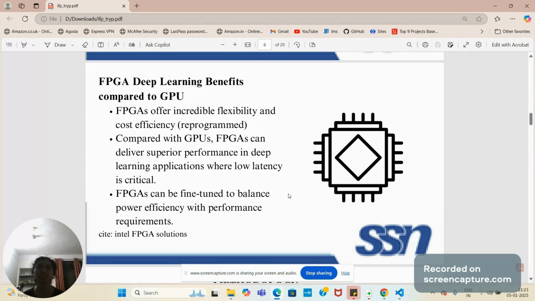Compared with GPUs, FPGAs can also deliver superior performance in deep learning applications where low latency is crucial, and also where power consumption should be lower. A GPU expects an uninterrupted power supply, but in resource constrained places with only a limited power supply, it is better to use an FPGA to achieve better processing. FPGAs can be fine tuned to balance power efficiency and performance as per our needs. We can also customize how many LUTs we want to use, so that it works in a very optimized and controlled way.